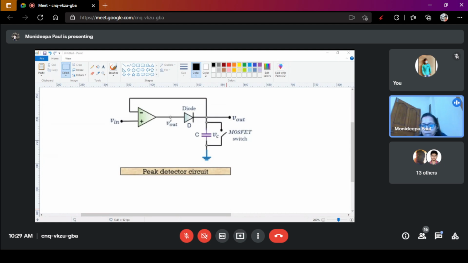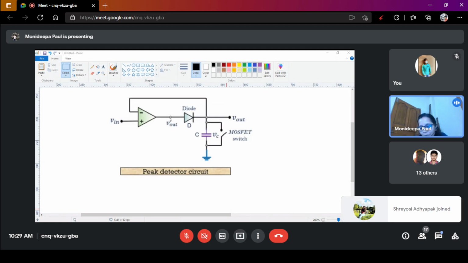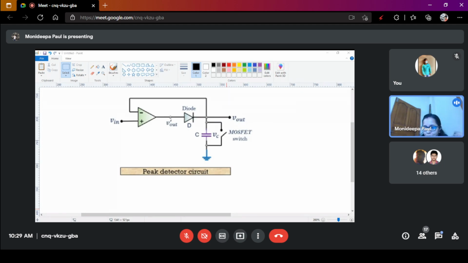Okay, can anyone tell me what is the peak detector? Shubhradeep Hajra, what is the peak detector? What is the purpose of peak detector? What do you think what is the purpose of using peak detector? Which detects the peak, which is high or low. That is the peak portion of the curve. Okay.